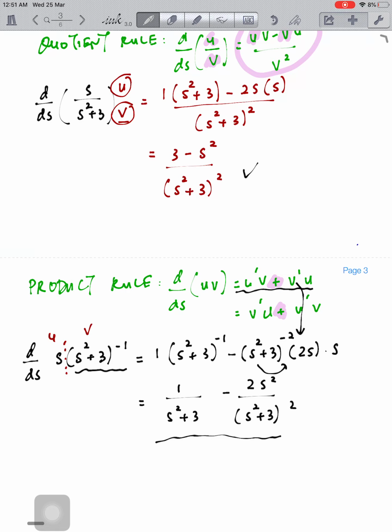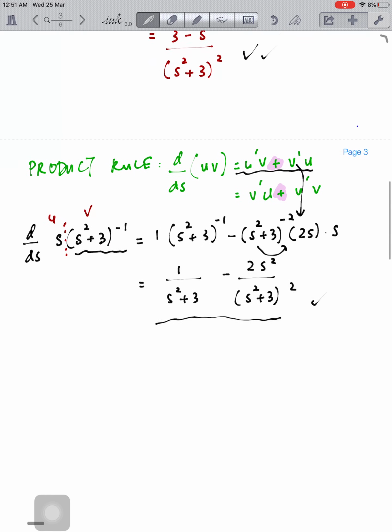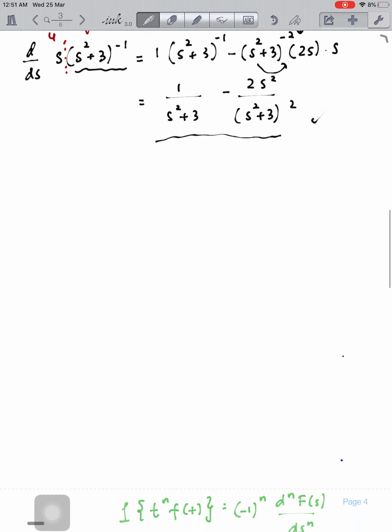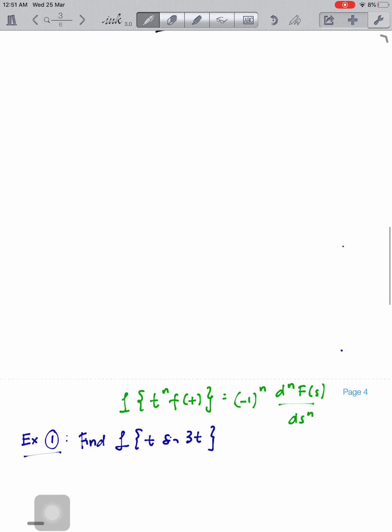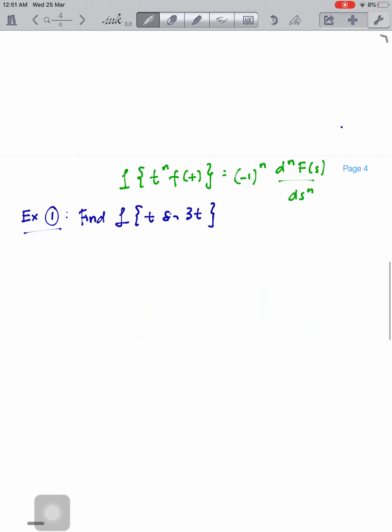If you use product rule, just leave it until here. But if you use quotient rule, then your answer is going to look like this. But both of them are the same, so it doesn't matter. Okay, so that will be on quotient rule and product rule. So now we can move on to our example.